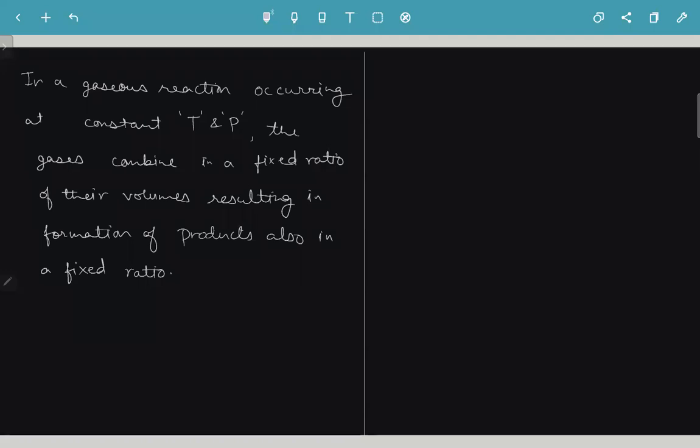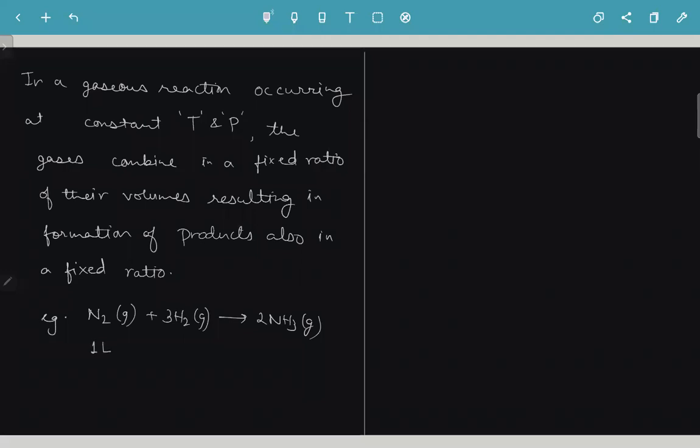An example we can take, suppose we are considering reaction between nitrogen and hydrogen to produce ammonia. The gases react in a fixed ratio of their volumes, and this ratio is equal to the ratio of their moles reacted. So one nitrogen molecule reacts with three hydrogen molecules to give two molecules of ammonia. This ratio is valid for their volumes also.